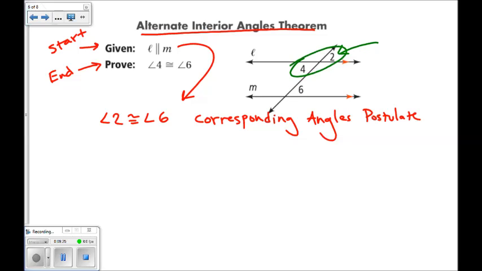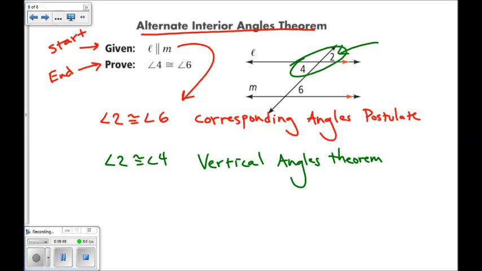How are angles 2 and 4 related? Well, they're vertical angles, and we proved in our last chapter that vertical angles are congruent. So I know that angle 2 is congruent to angle 4 because of the vertical angles theorem. And those two statements I can use.